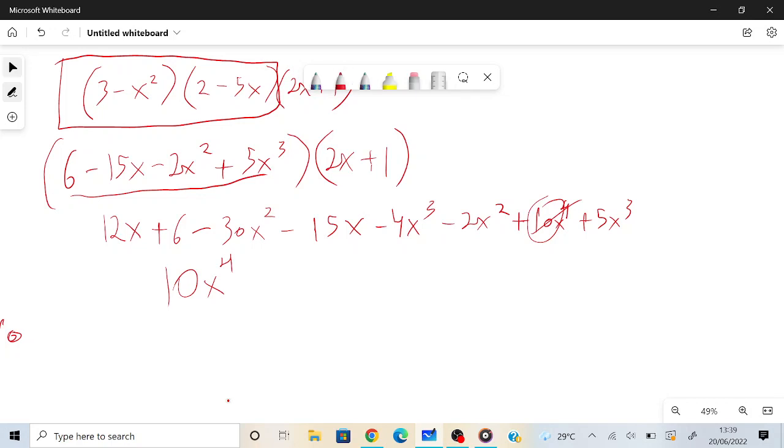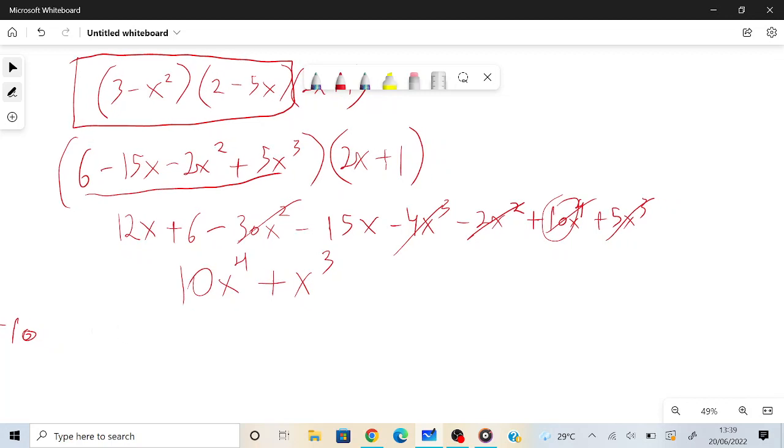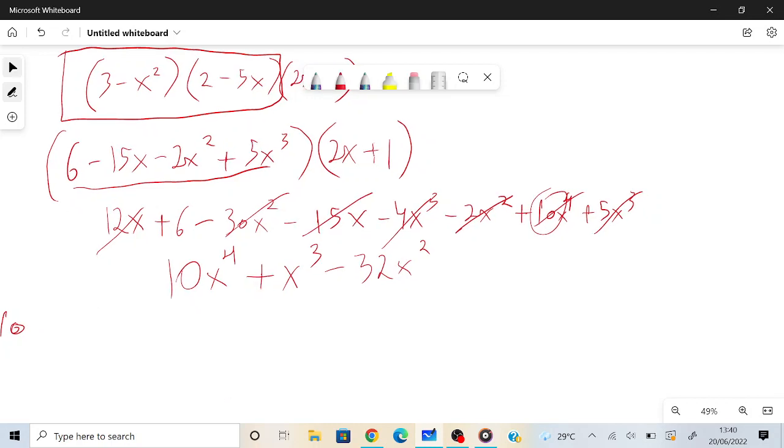Then we look at the power of 3. We have minus 4x to the power of 3 and 5x to the power of 3. So minus 4 plus 5 would give you plus x to the power of 3. Looking at our power of 2's, we have minus 30x squared and minus 2x squared. So minus 30 minus 2 is minus 32x squared. Looking at our x, we have 12x and minus 15x. So 12 minus 15, that's minus 3x. And we only have one term independent of x, that is 6, so plus 6.